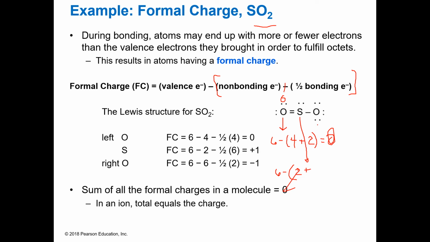Plus half the bonding. So the bonding is 2, 4, 6, so half of it is 3. So that equals a positive 1. So sulfur here has a positive 1 formal charge. Oxygen here, we're going to have 6 minus our non-bonding, which is 2, 4, 6. So 6 plus, I have 2 bonding, so half of that is 1. So that's going to be negative 1. Okay, so that's the formal charge for each one of those.